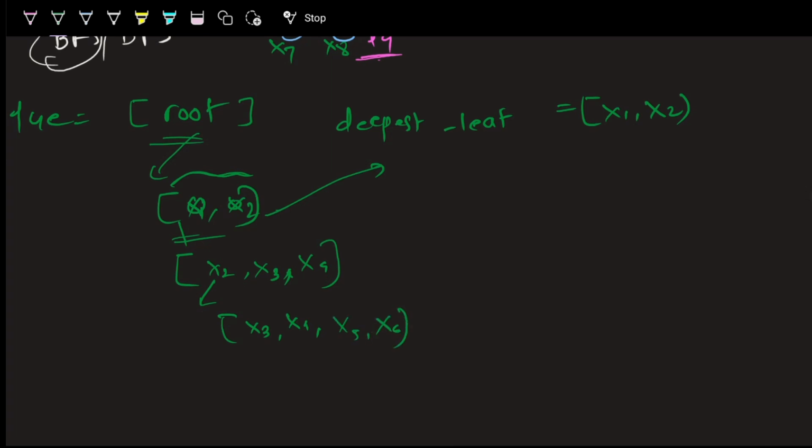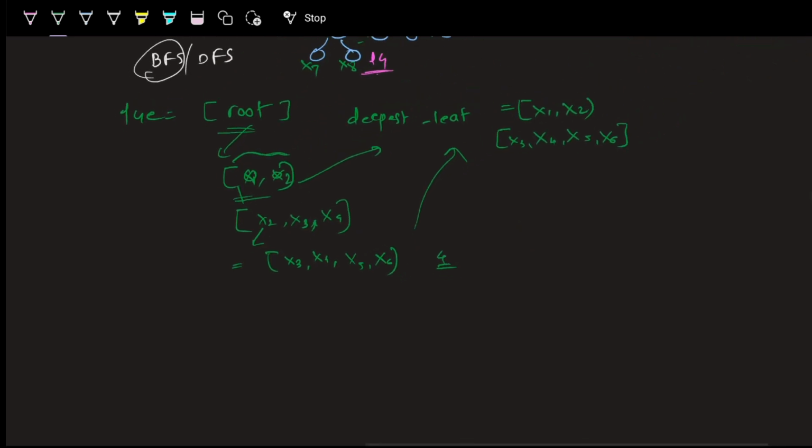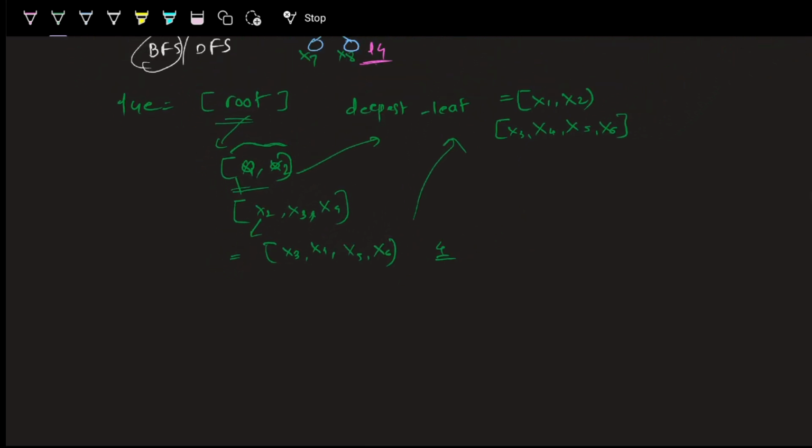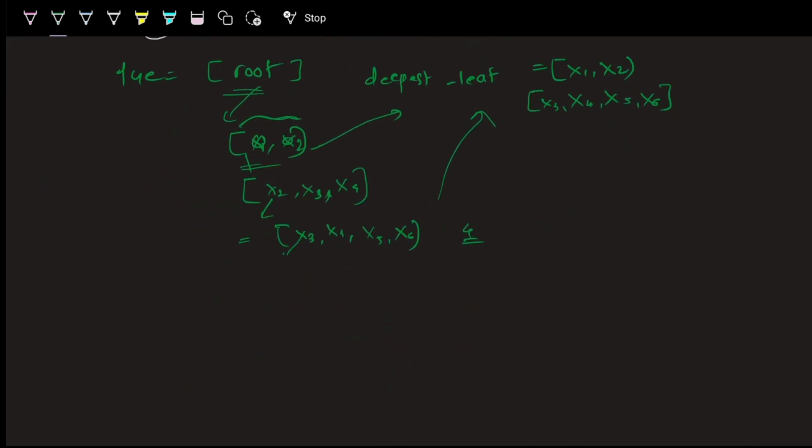Once I am done with looping at every step, I will assign the deepest leaf to whatever I have got, that is x3, x4, x5, x6. Makes sense? Now I have this queue. I will run my loop 4 times, because there are 4 elements. I will ask x3, do you have any children? x3 has x7 and x8. So I will remove it and now the queue is x4, x5, x6, x7, x8.